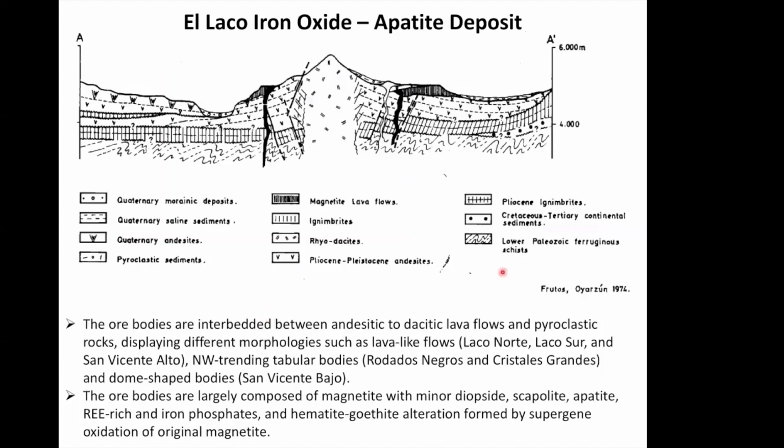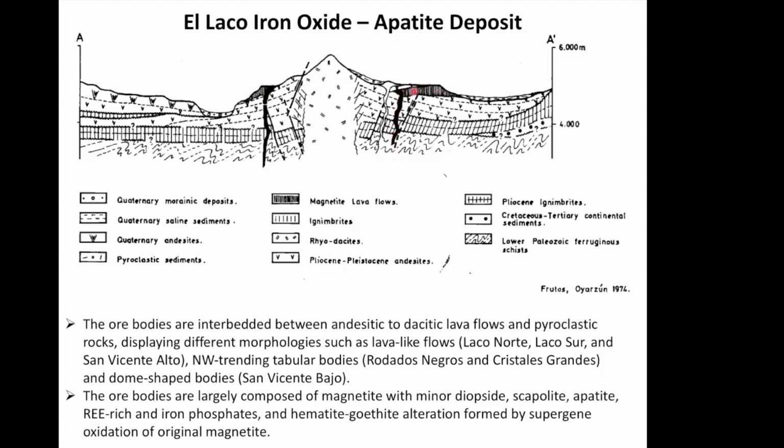And this is a cross section from Frutos and Oyarzun in 1974. This is the central Pico Laco here. And then I just want to highlight that proximal to the central peak, we've got what have been interpreted as magnetite lava flows that outcrop here on the surface on both sides of Pico Laco. And you can see that the magnetite lava flows, or what have been interpreted to be magnetite lava flows, are connected at depth to magnetite ore bodies that extend below the surface.